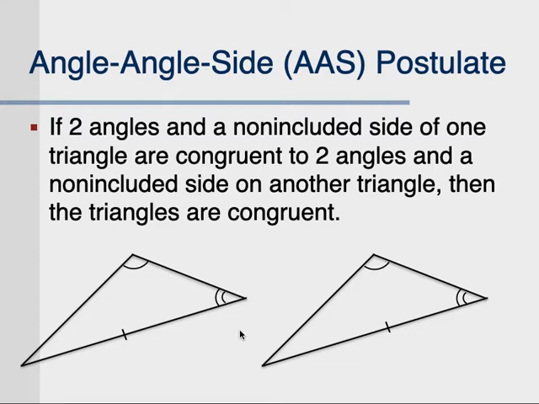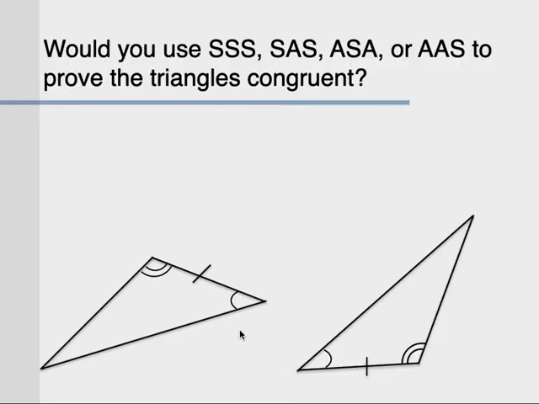All right, so your job is to look at this diagram. It's not on your notes or on your postulate paper, it's just on the screen. And your job is to decide which of the four postulates you've learned so far is being demonstrated here. To prove these two triangles congruent, would you use SSS, SAS, ASA, or AAS?